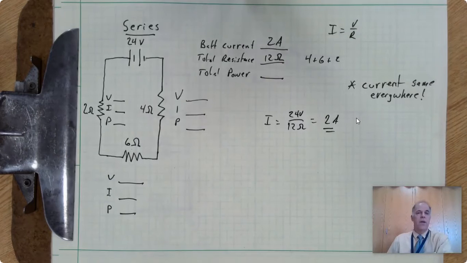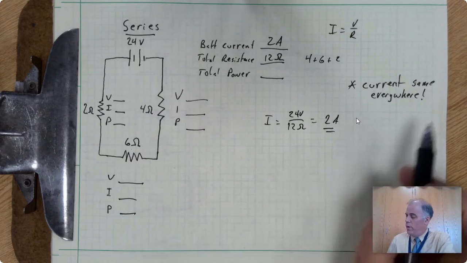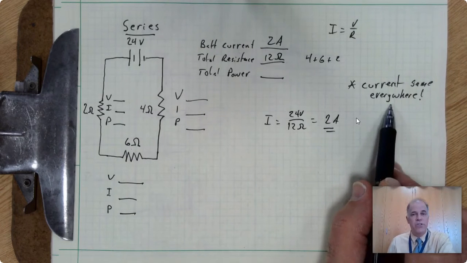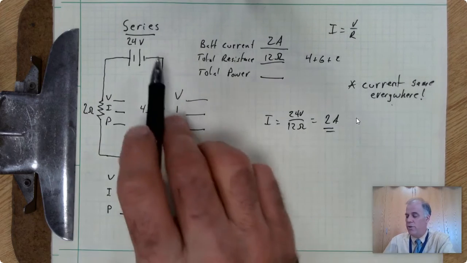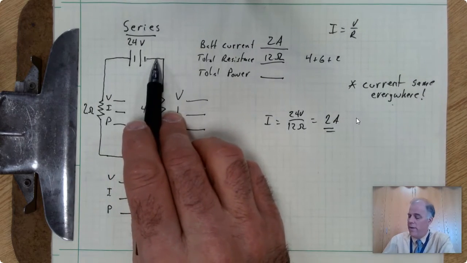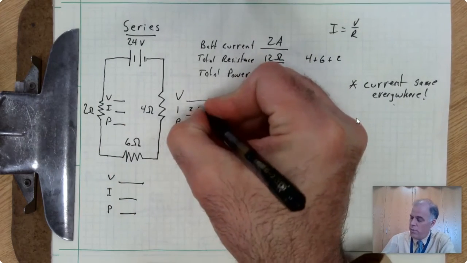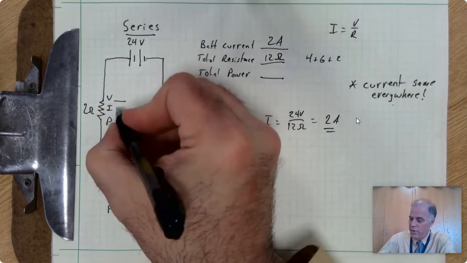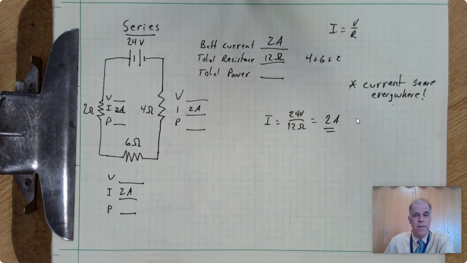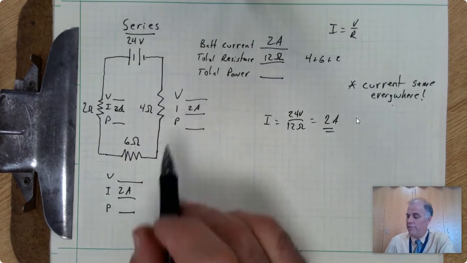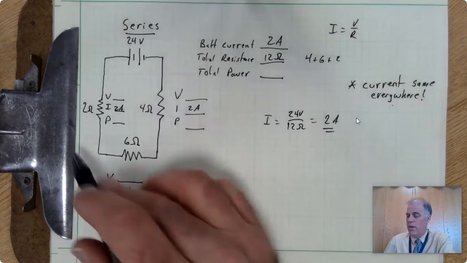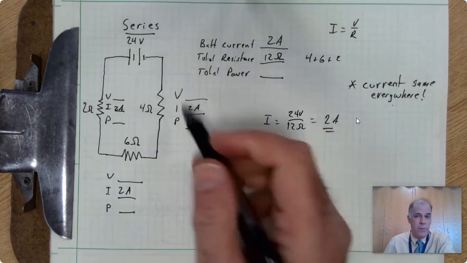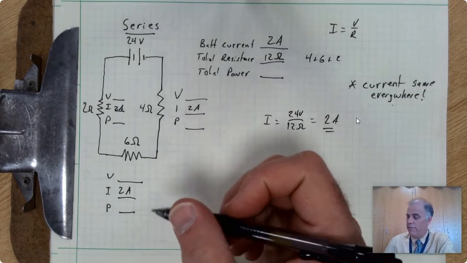So there it is, 2 amps. Now, we use this insight that the current is the same everywhere, and we say, hey, if there's 2 amps of current coming out of the battery, that means there has to be 2 amps going through this resistor, and 2 amps going through this resistor, and 2 amps going through this one. And now we're set because we have 2 out of the 3 variables that we need for Ohm's law, and we can figure out the other information.